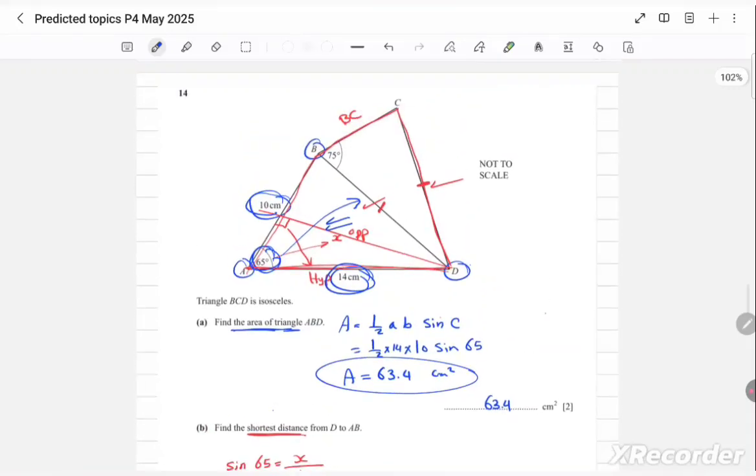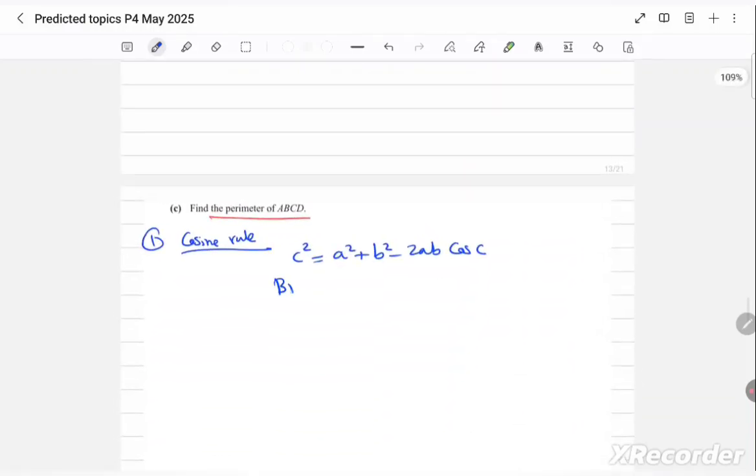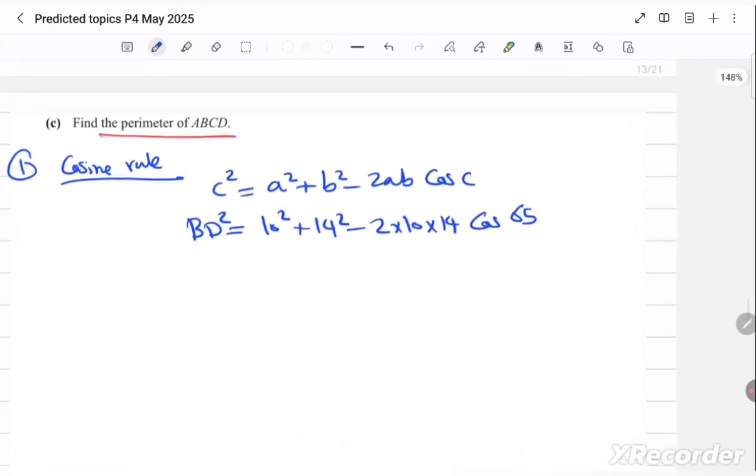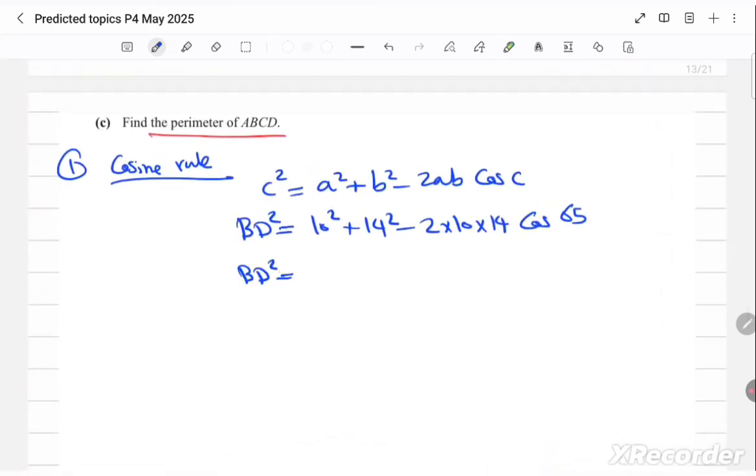So which side do we need to find? We need to find BD. So BD squared equals 10 squared plus 14 squared minus 2 times 10 times 14, cosine the angle between them, which is 65. Okay, let's use the calculator now to find what BD squared is. So 10 squared plus 14 squared minus 2 times 10 times 14, cosine 65.